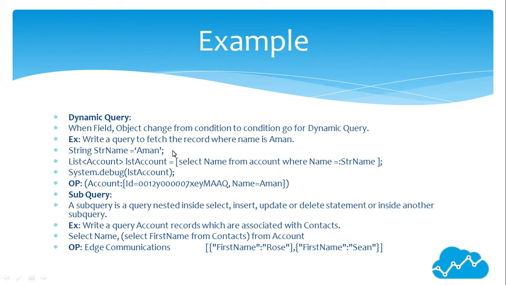Dynamic query. When the field or object changes from condition to condition, go for a dynamic query. For example, write a query to fetch the record where name is Aman. String str name equals Aman. List of account LST account. Select name from account where name equals str name. System.debug LST account, for displaying the data. Output: account ID, name equals Aman.